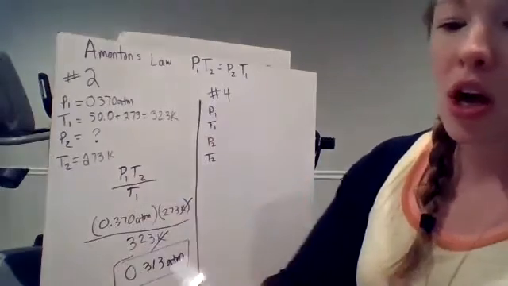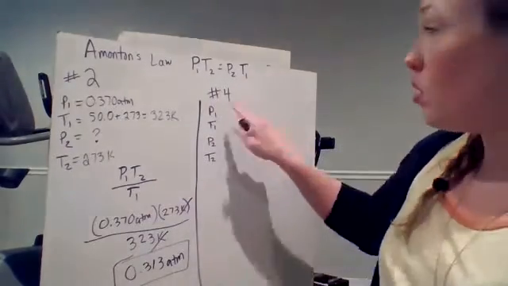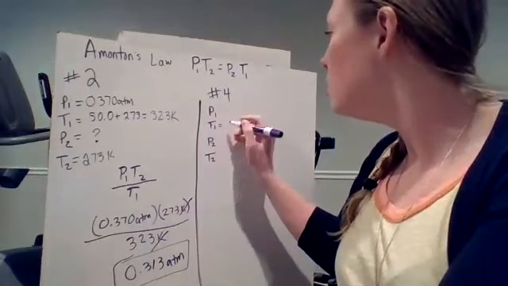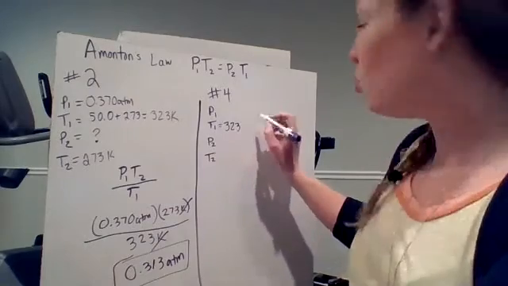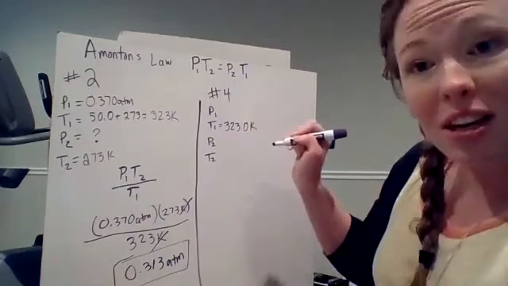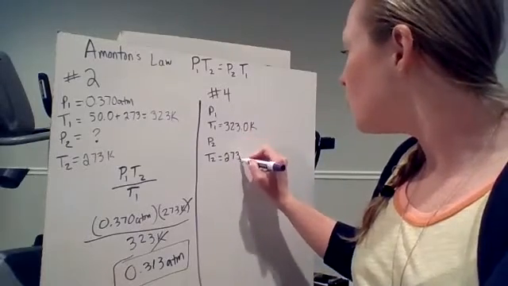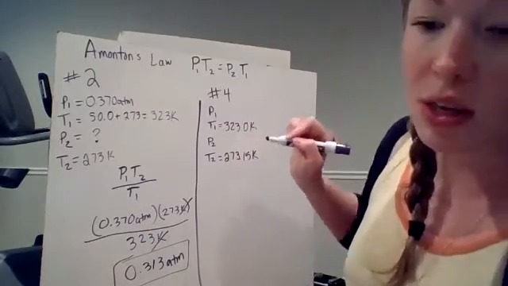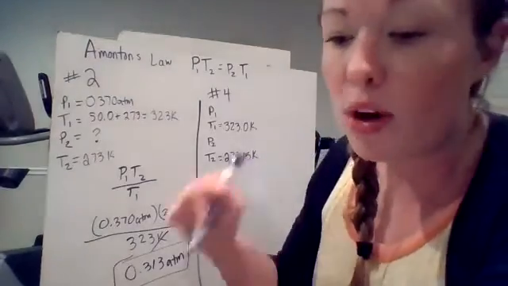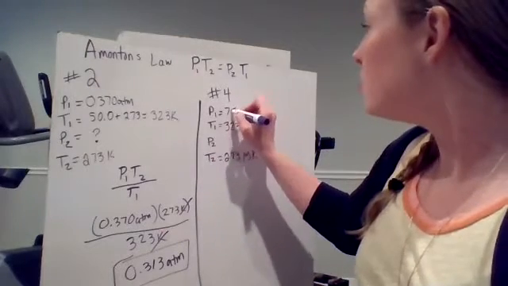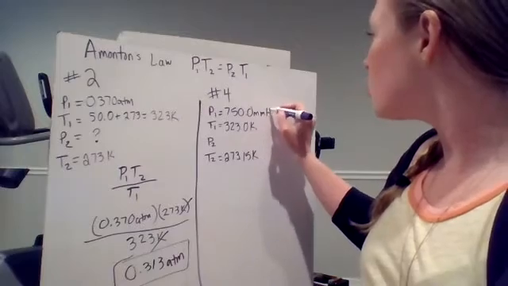So let's identify our variables. Temperature changed from 323 to 273.15. So my initial temperature, 323.0 Kelvin. Hey, we didn't have to convert on this one. They gave it to us in Kelvin. Awesome. All right, next, 273.15 Kelvin. You can see we're going to keep lots of significant figures in our answer. Okay, so it says the original pressure was 750.0 millimeters of mercury.